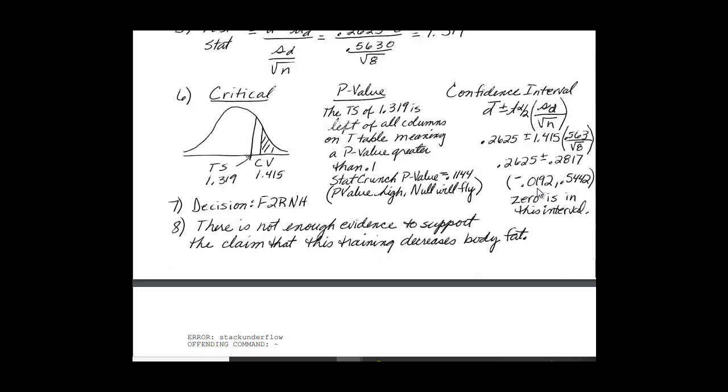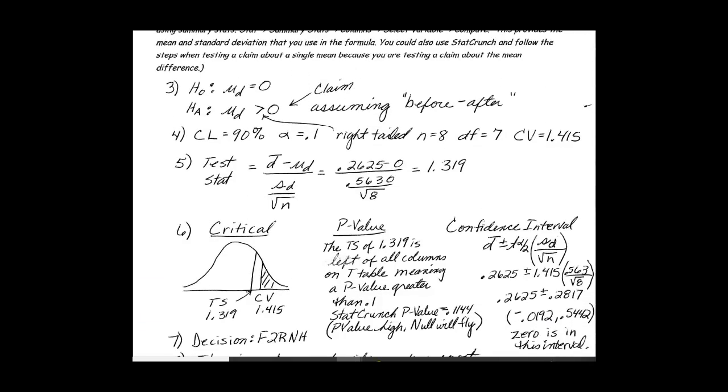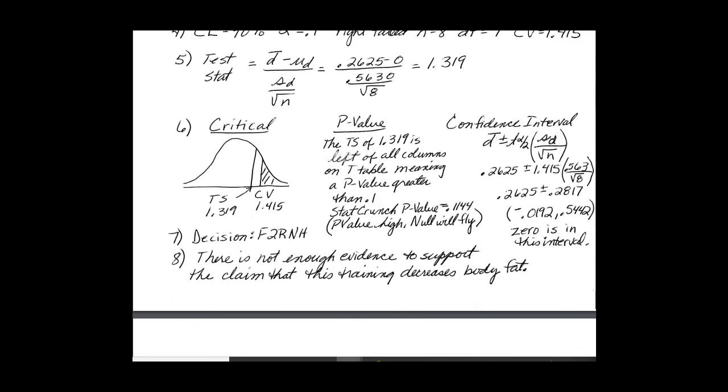We can't possibly reject this null hypothesis of μ_D being equal to 0, because 0 is in this interval. So our decision is to fail to reject the null hypothesis. There is not enough evidence to support the claim that this training decreases body fat. So all three of these report to fail to reject.